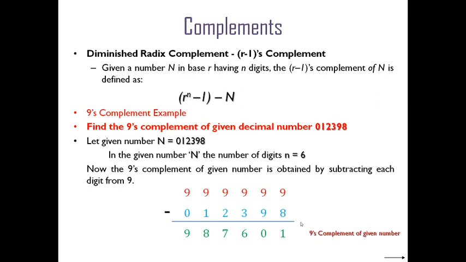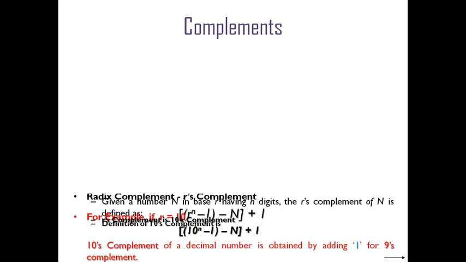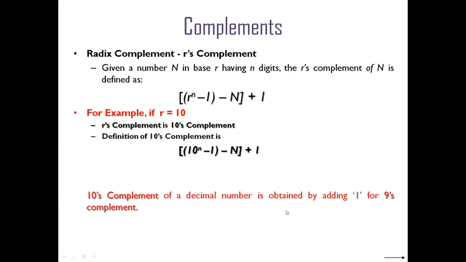Okay. Now after getting this nines complement, we should go for the tens complement, that is the R's complement. The R's complement is obtained simply by adding 1 to the R minus 1's complement. That means tens complement is equal to nines complement plus 1. This is the nines complement definition, and if we add plus 1, we will get the tens complement. Tens complement is equal to nines complement plus 1.